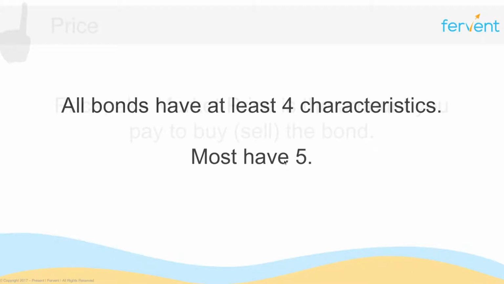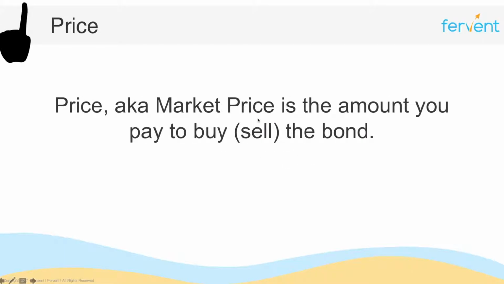Starting with the price, aka market price, which is the amount that you pay to buy or sell the bond in the open market. This is the price that we see, the price that the bond trades at. Now, strictly speaking, we also have what's called a fair price, and that's the intrinsic value of the bond. That's what we want to compare to the market price.